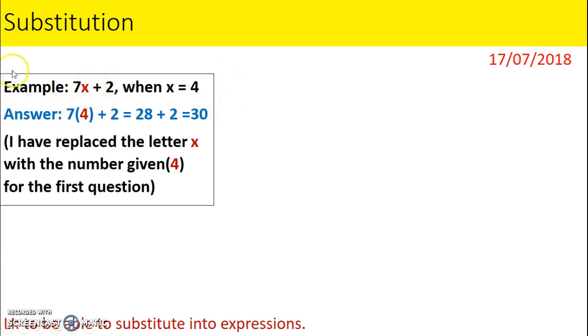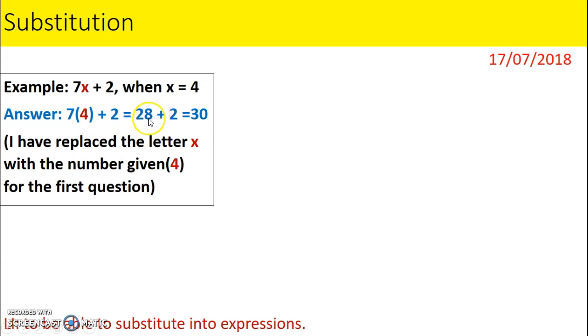So this is how I'm going to do it. I rewrite the whole expression again, but I replace this letter x with the number 4 and I put that in brackets so that you know what calculation you will be doing. So everyone knows that 7 and in brackets 4 implies multiplication. So you need to multiply 7 by 4 first. Then we do 7 times 4.